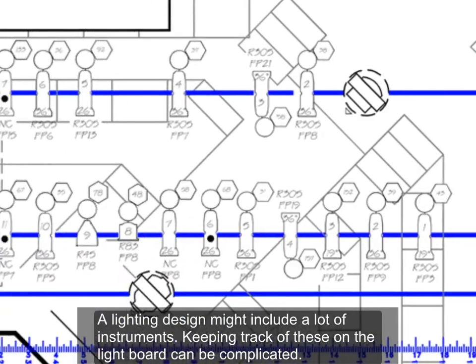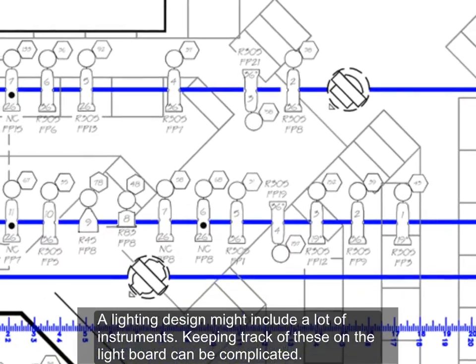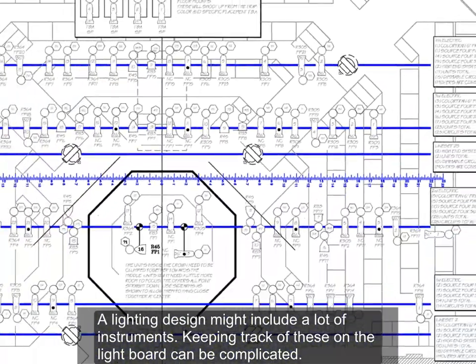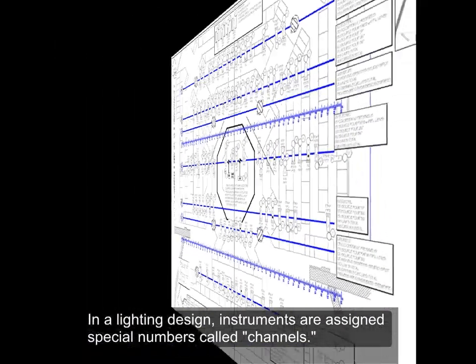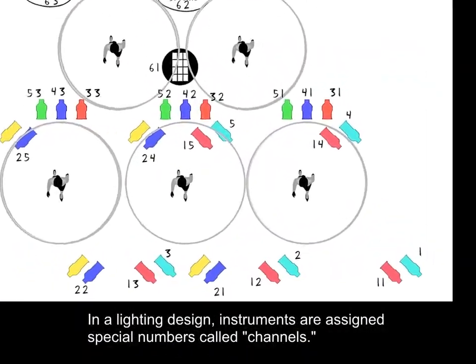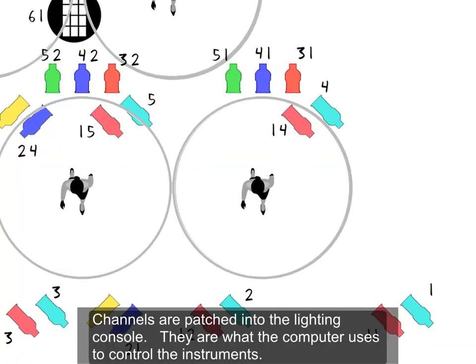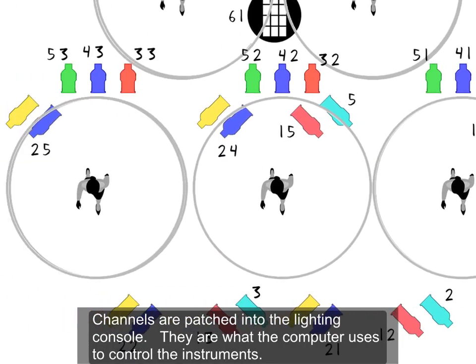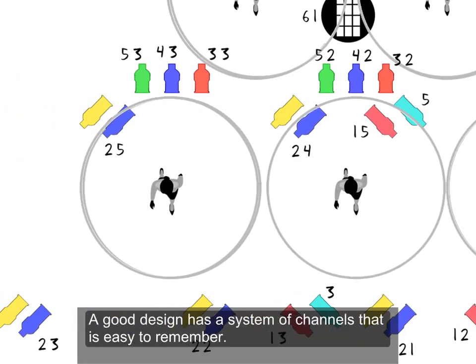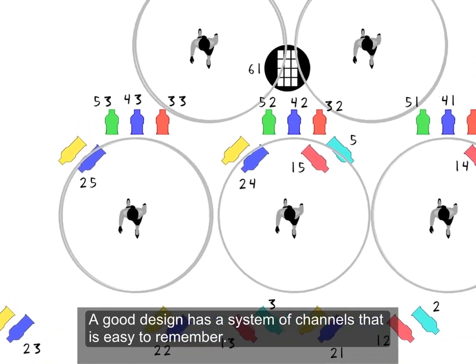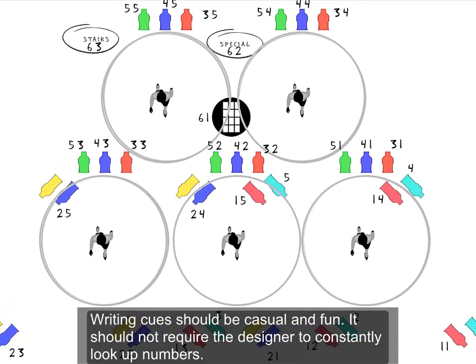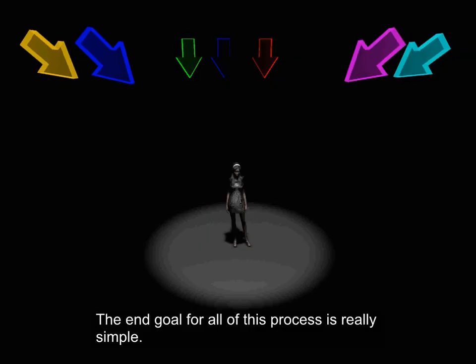A lighting design might include a lot of instruments. Keeping track of these on the light board can be complicated. In a lighting design, instruments are assigned special numbers called channels. Channels are patched into the lighting console. They're what the computer uses to control the instruments. A good design has a system of channels that's easy to remember. Writing cues should be casual and fun. It should not require the designer to constantly look up numbers.